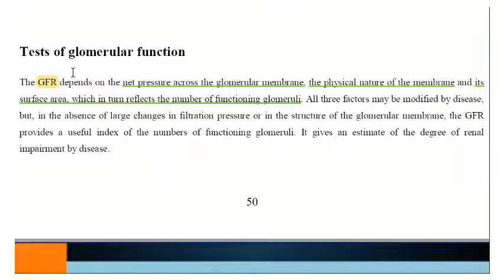Continuing our topics in Chapter 4, we reached tests of glomerular function. The GFR, or glomerular filtration rate, depends on 3 things: the net pressure across the glomerular membrane, the physical nature of the membrane, and its surface area, which in turn reflects the number of functioning glomeruli. So these are the three things that the GFR depends on.